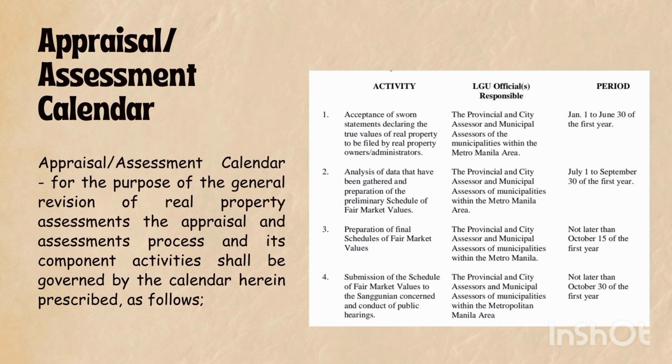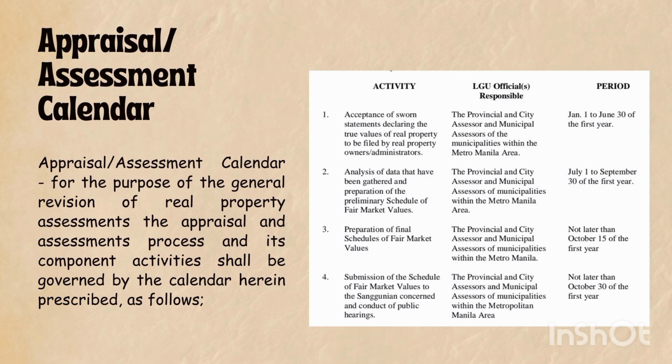So the LGU officials responsible here are the provincial and the city assessor and the municipal assessor of the municipalities within the Metro Manila area. So the period is January 1 to June 30 of the first year. Next activity is the analysis of data that have been gathered and preparation of the preliminary schedule of fair market values. So the responsible here is the provincial and the city assessor and the municipal assessor of municipalities within the Metro Manila area. Period is July 1 to September 30 of the first year.